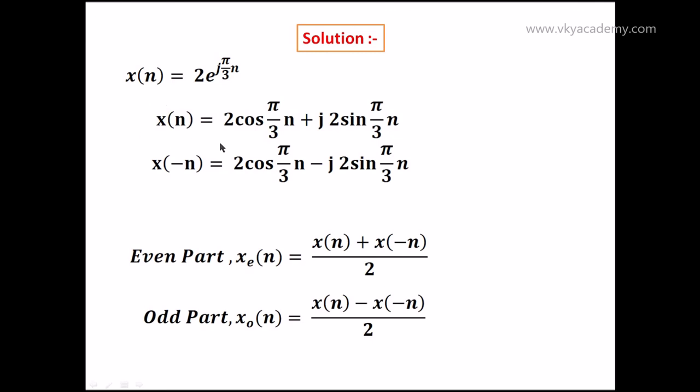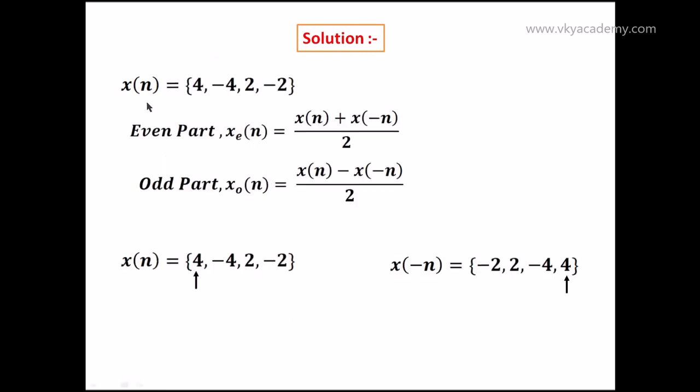Just by looking at this particular equation, we can also find out which one is the even part and which one is the odd part. As we discussed already, all cosine functions are always even functions, and all sine functions are always odd functions. So as we know that 2 cos pi n by 3 is an even function and j2 sin pi n by 3 is the odd function. So this is my even part and this is my odd part. But if this question has been asked in a semester examination, then we have to solve it with the procedure.